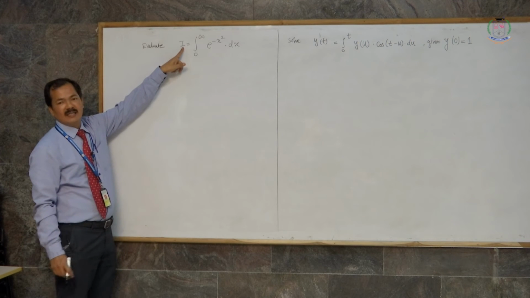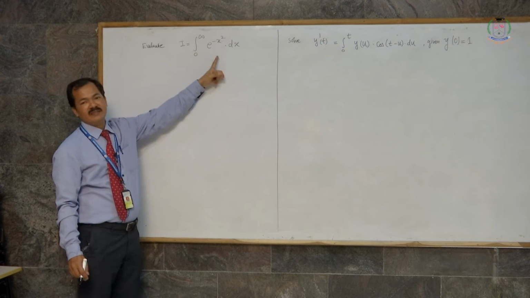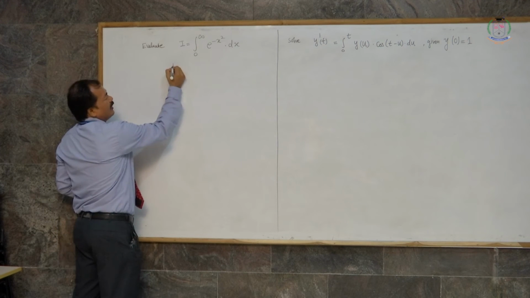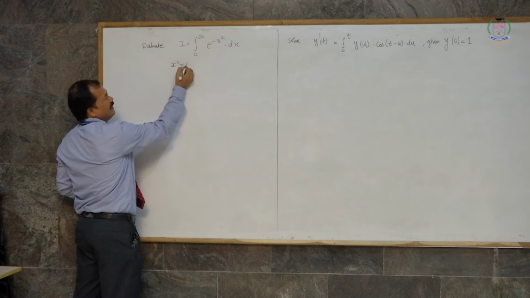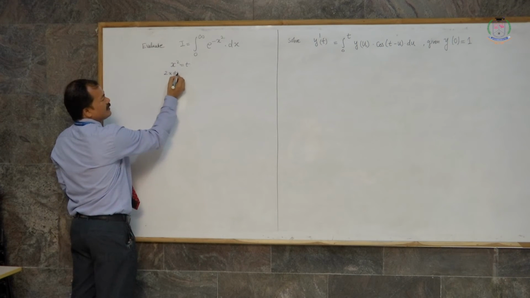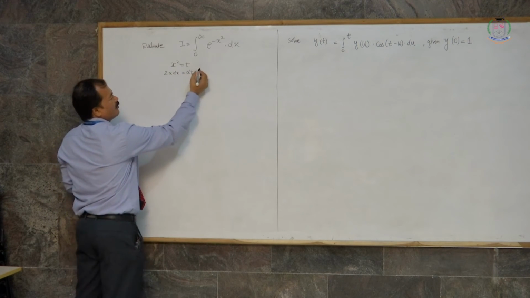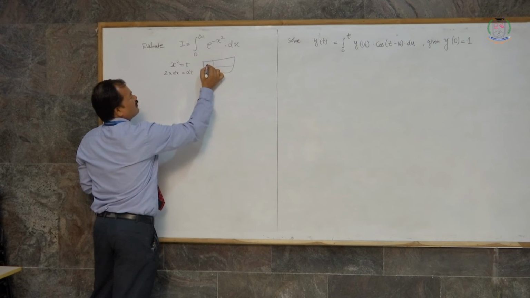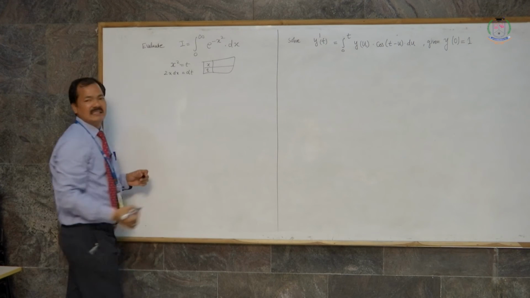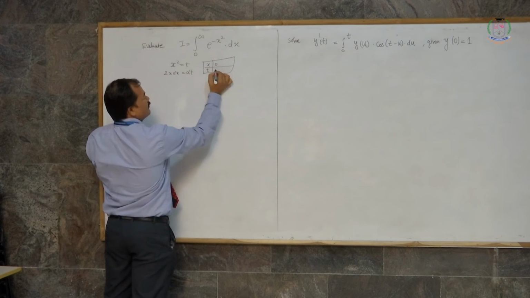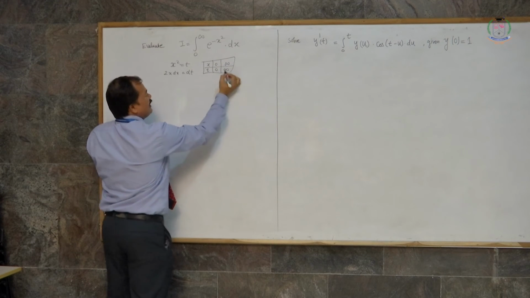Look at this integral, I is equivalent to the integral 0 to infinity e power minus x square into dx. Let us put x square equivalent to t, differentiating on both sides. So, we get 2x into dx is equivalent to dt. What are the limits? We are converting from the variable x into the new variable t. When x is 0, t is also 0. When x is infinity, t is infinity.